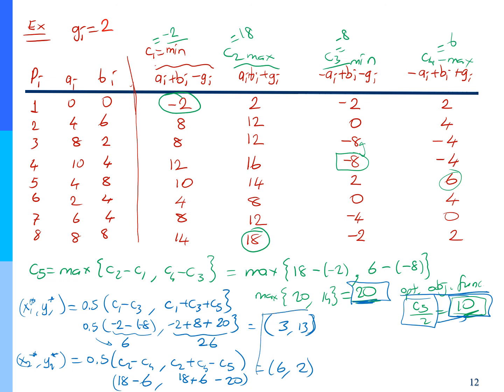So the coordinates of the new facility will be on the line segment that connects these two. And if I sketch just a small sketch here of x and y coordinates to present you, let's say this is 3 and this is 13. So the first coordinate is 3 and 13. And the second coordinate is, let's say, 6 and 2, somewhere here. And the optimal facility will be on this line segment. Okay, so this is how we obtain the optimal solution to this problem.